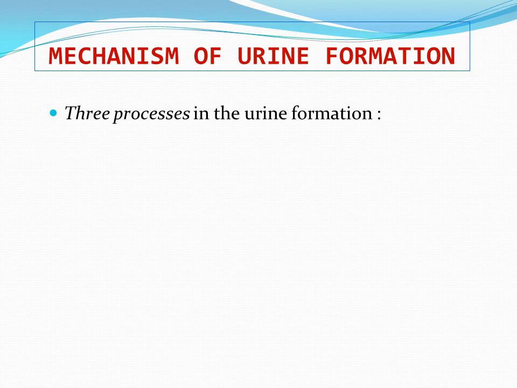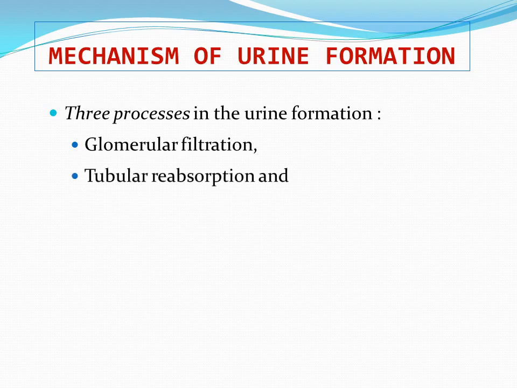Now before going to the detail of today's topic, just have a brief look at the mechanism of formation of urine. So urine formation, that is the primary function of the kidney, includes three basic steps, of which the first is glomerular filtration, that we have to discuss today in detail. Second is tubular reabsorption, and the third major step of urine formation is tubular secretion. So after these three steps, ultimately the urine will be formed and it will be excreted by the kidney.